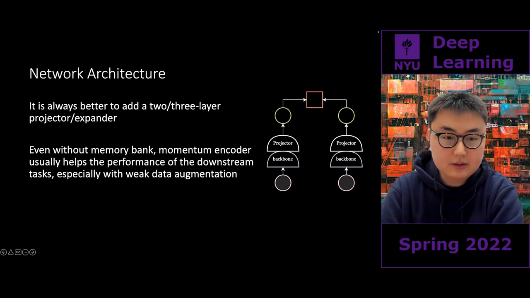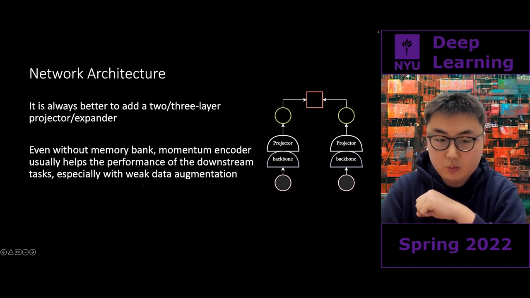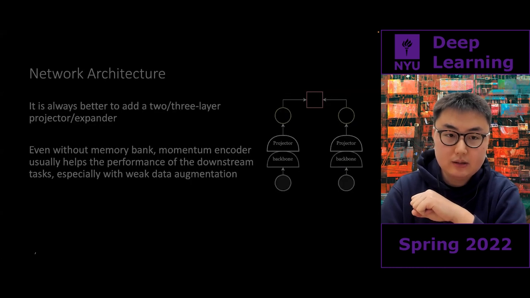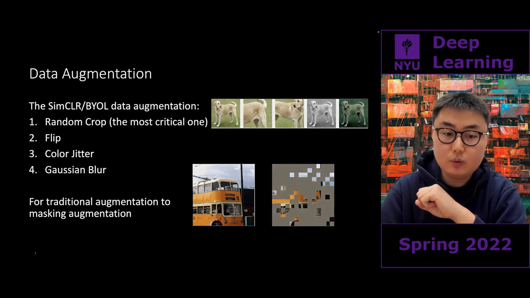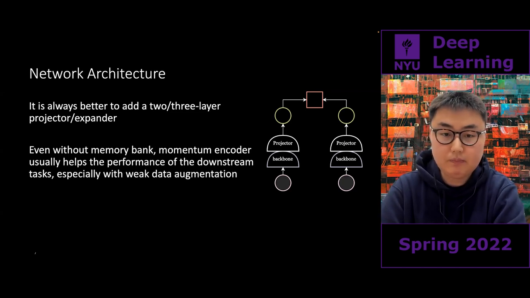The second thing is, after MoCo, which used both the momentum encoder and the memory bank, people found out that even if you do not use the memory bank and just use the momentum encoder, it still improves the performance on downstream tasks, especially when you only have weak data augmentation. That's the case I talked about: when you only have a random crop, and no color jitter or Gaussian blur, and you do not use the momentum encoder, the network will learn horrible representations. But if you use the momentum encoder with this simple data augmentation, random crop only, it still works. It's definitely not state of the art, but it's close to state of the art. The performance doesn't decrease much.